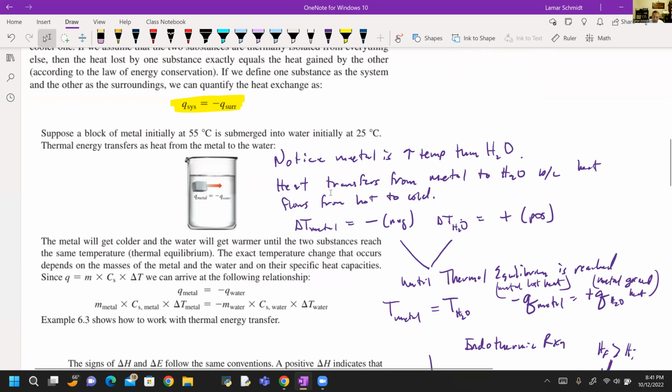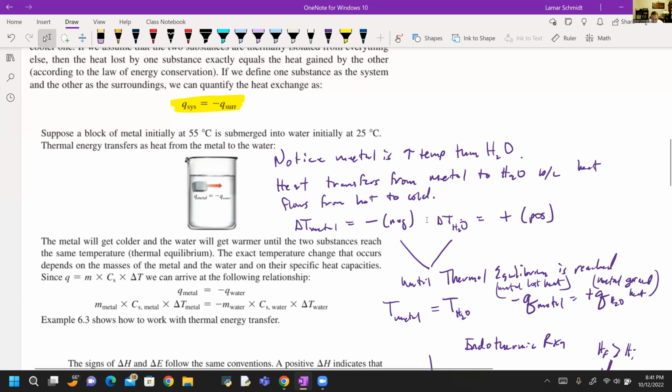So the delta T of the metal will actually end up negative, and the delta T of the water will end up positive. The water will gain heat, the metal will lose heat. All right, don't pay attention to this Q in this picture here. That is a great equation, but the water is actually gaining heat. It even tells you in the written text that it is.